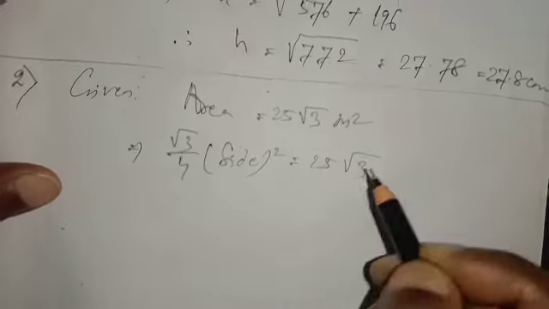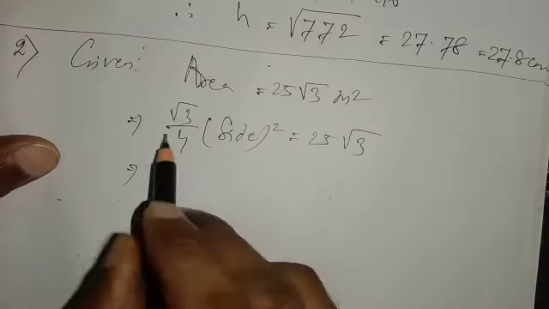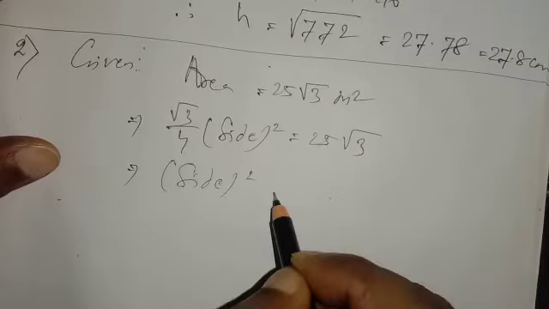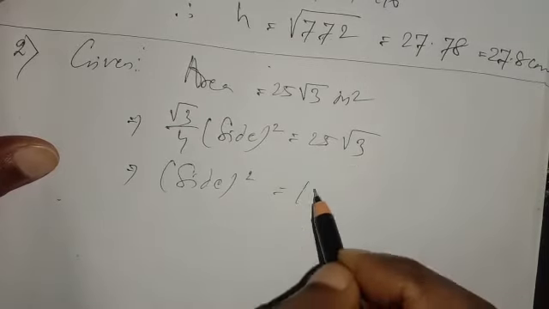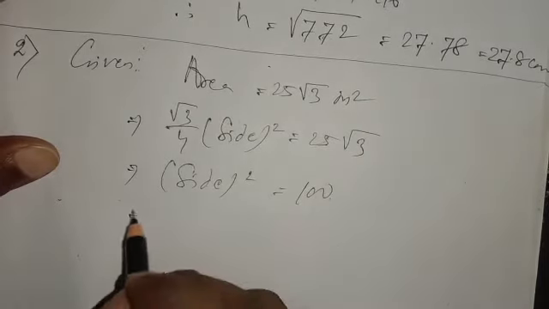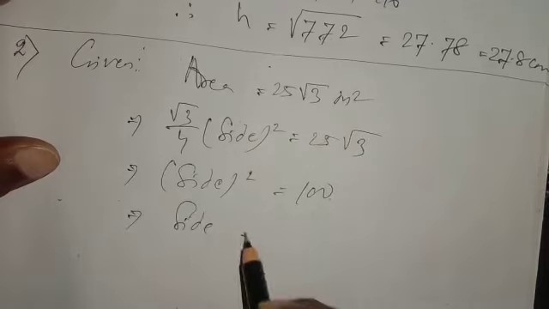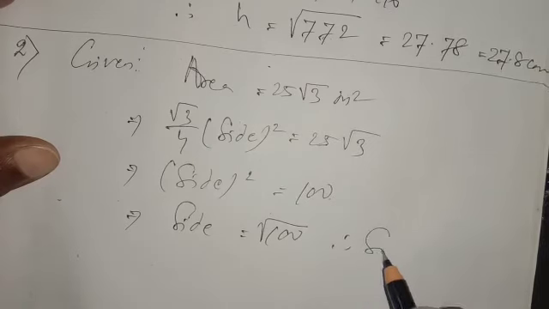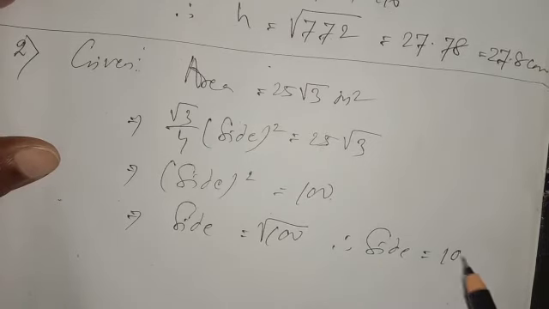25 root 3. Therefore, root 3 cancel. The side whole square is equal to how much? You have to multiply by 4. 25 into 4 is 100. So this implies side is equal to root over 100. How much? Side of the equilateral triangle will be root over 100, that is 10 meters.